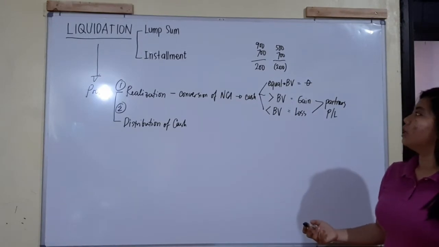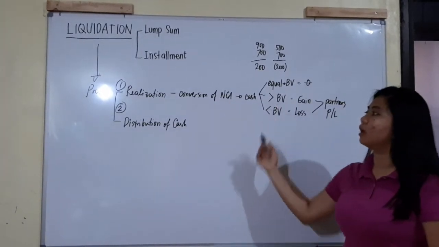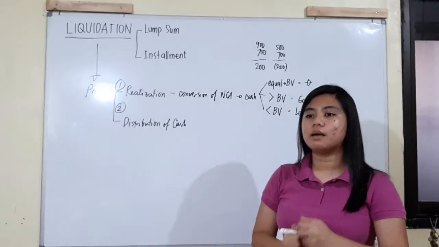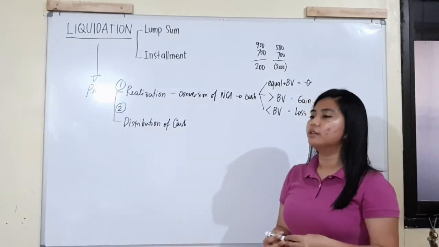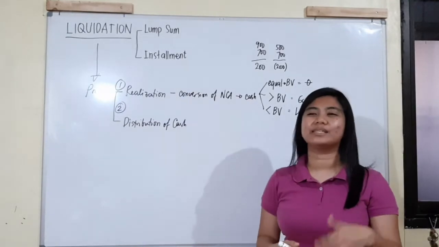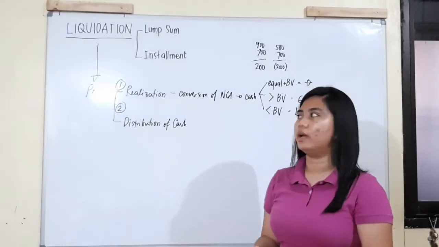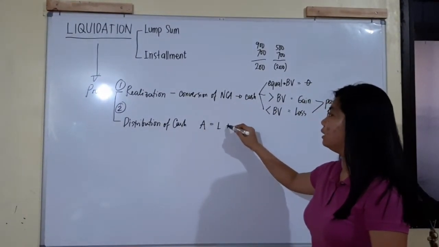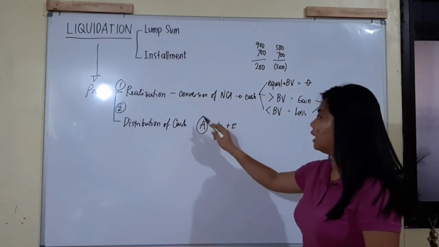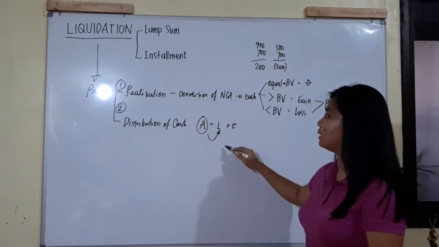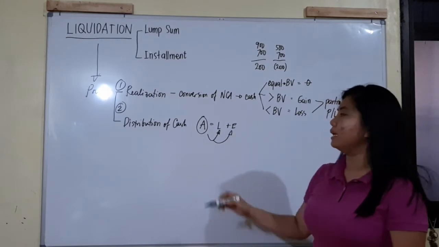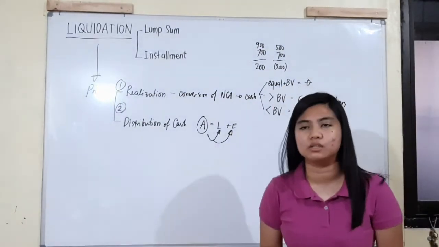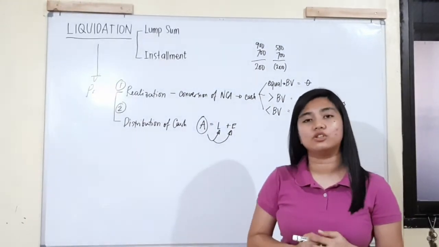Okay? So, other than the conversion of the non-cash asset into cash, also, bago tayo mag-distribute ng cash, there are some things that we pay na hindi talaga naka-budget sa atin, like unrecorded liabilities. So, syempre, itong cash natin na yan, or yung assets natin, from the equation, assets is equal to liabilities plus equity. Ibig sabihin, yung asset natin ay cash lang sa liabilities na babayaran natin, tsaka sa equity na ibabalik natin sa ating mga partners. So, now, what happens when there are unrecorded liabilities or unexpected expenses like liquidation expenses?